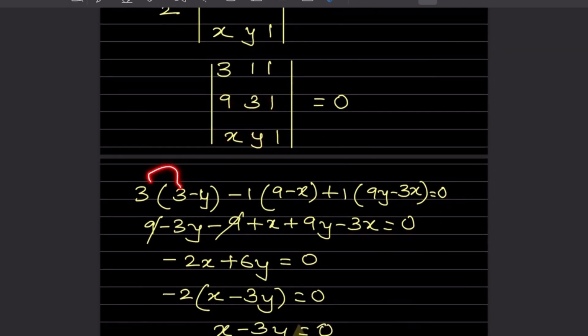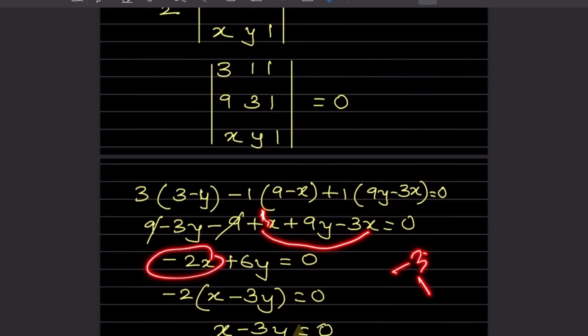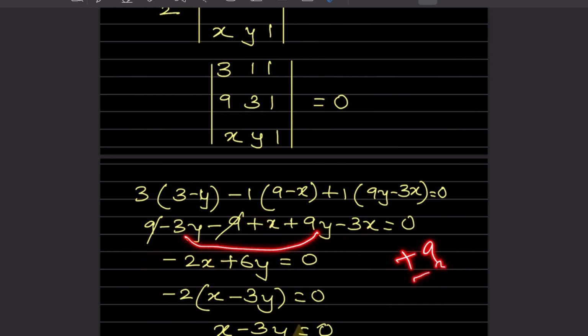So now we will expand this one. 9 minus 3y minus 9 plus x plus 9y minus 3x is equal to 0. So plus 9 minus 9 gets cut. So what will you get here? Let us see x first. Plus x minus 3x, that is 1 minus 3, that is going to be minus 2x. And plus 9y minus 3y, that is going to be plus 6y. That is equal to 0.